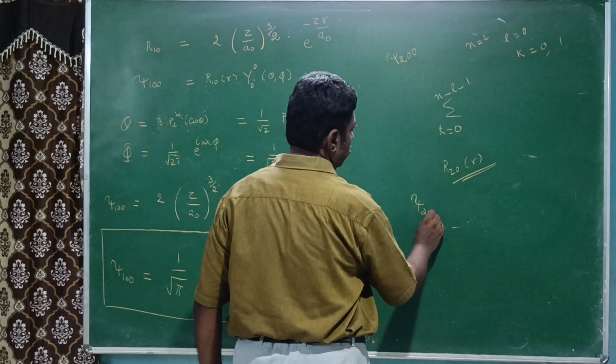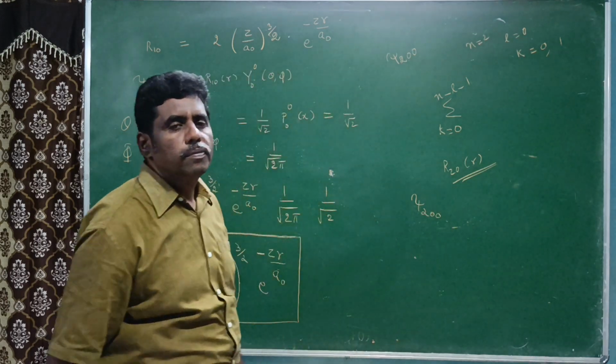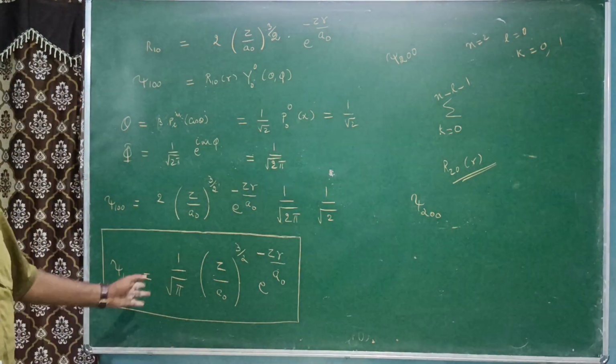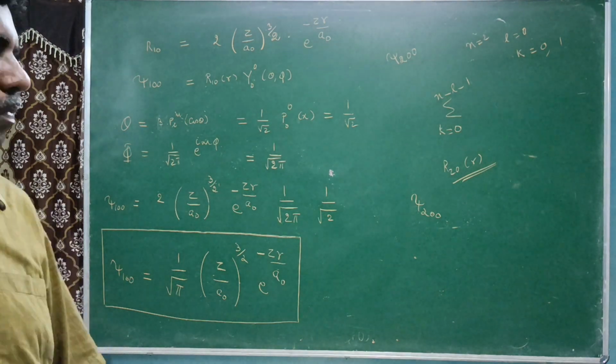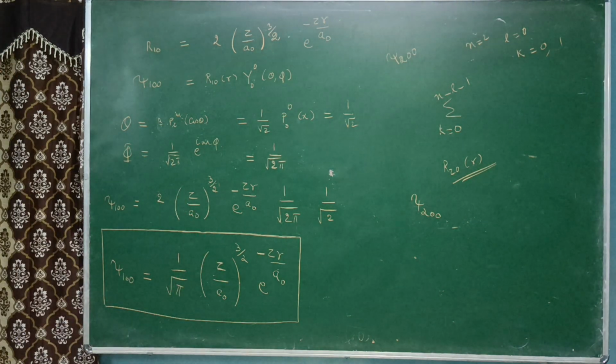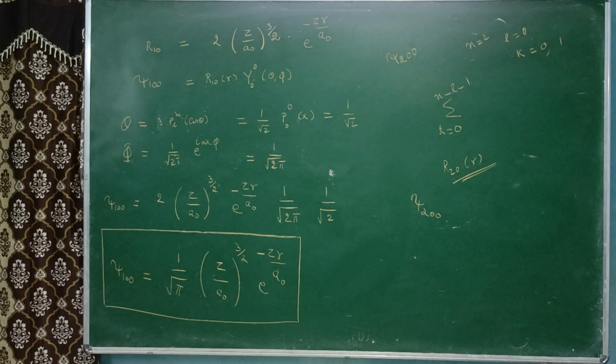Finally, we arrive at psi 2 0 0. So this is the value of the ground state wave function of the hydrogen atom. Then the spherical harmonics Y 0 0 of theta comma phi includes the theta equation and the phi equation.